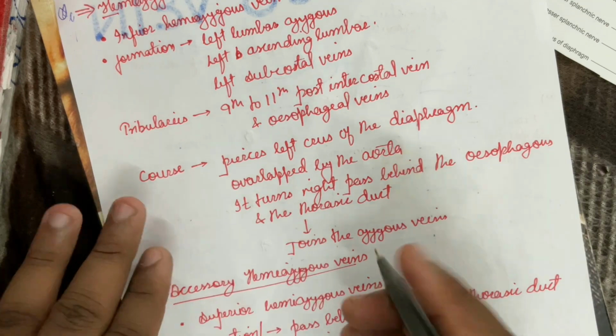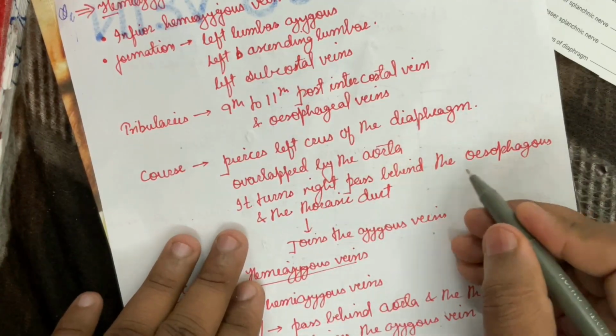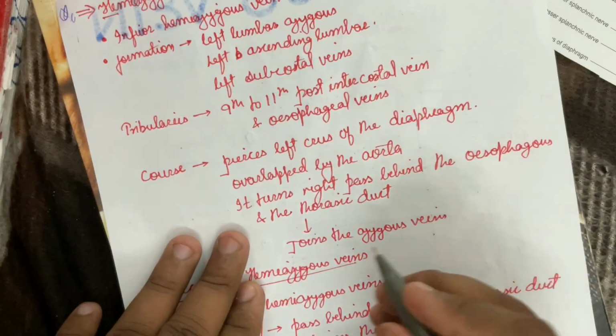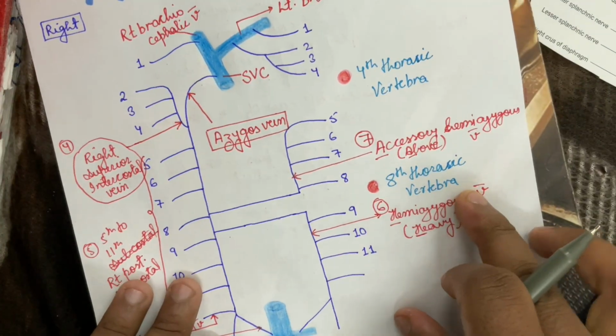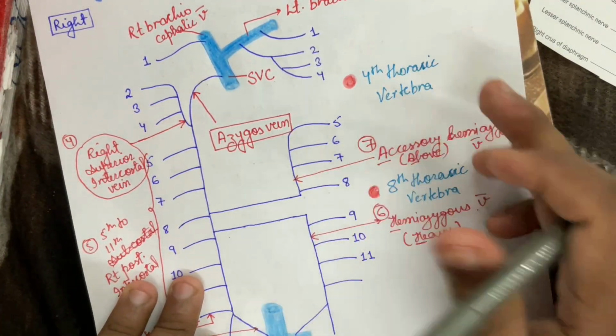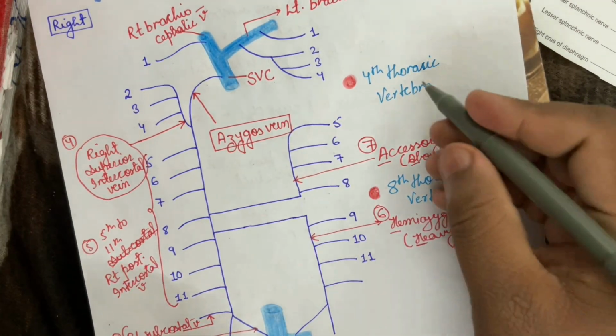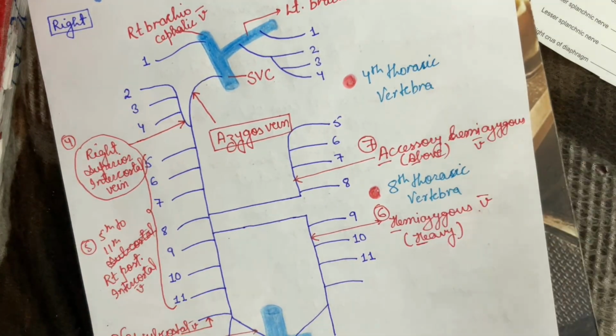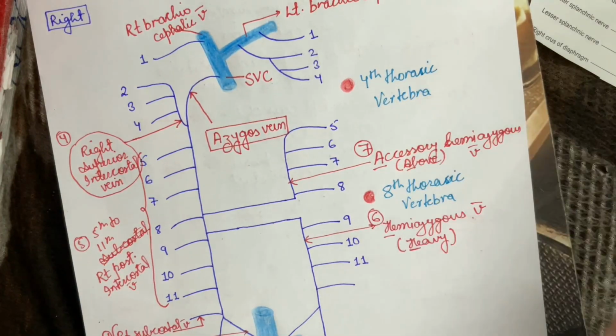It turns right by passing behind the esophagus and the thoracic duct and joins the azygos vein at the level of the 8th thoracic vertebra. The 8th thoracic vertebra and 4th thoracic vertebra landmarks are very important. Asked in NEET PG as well as in MCQ.